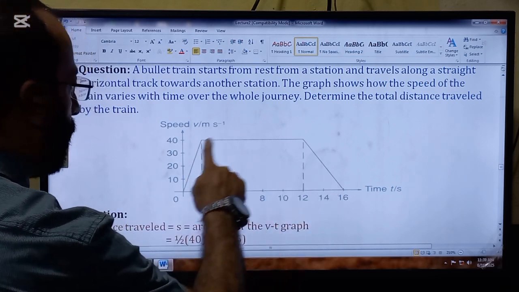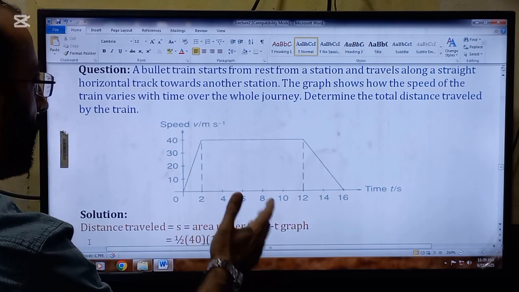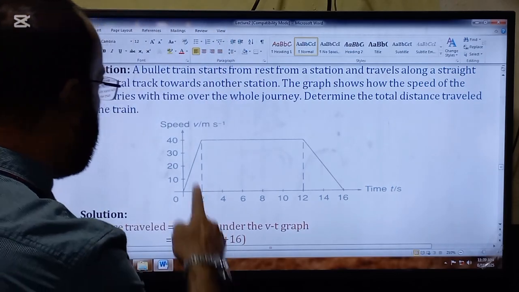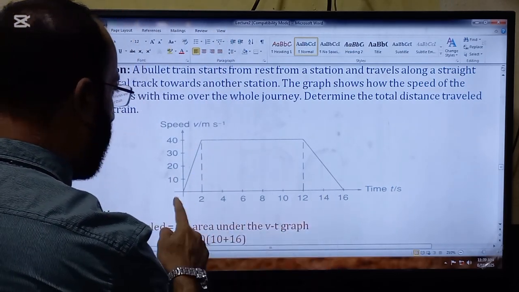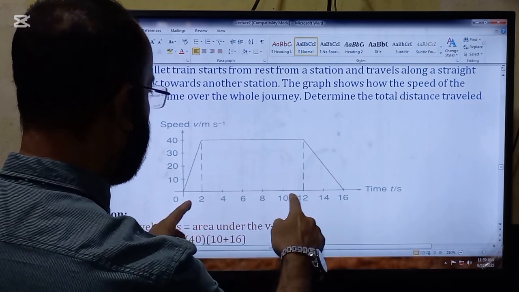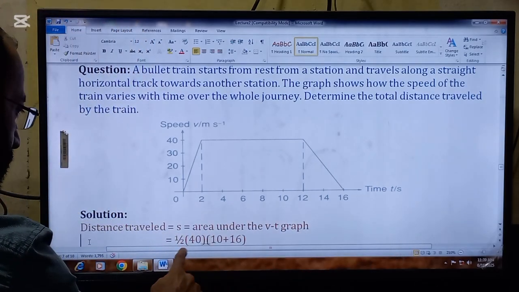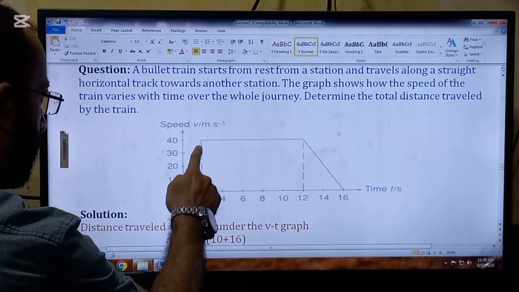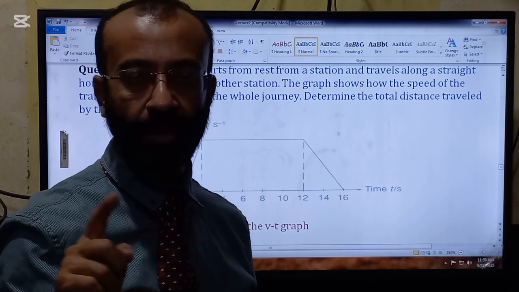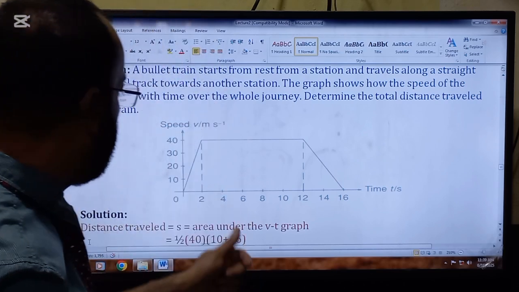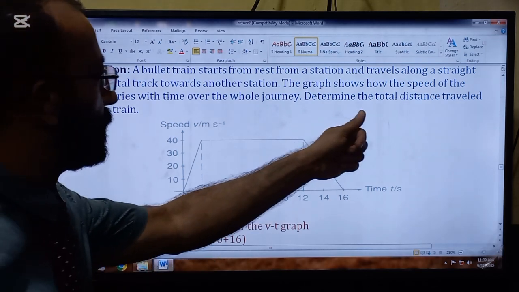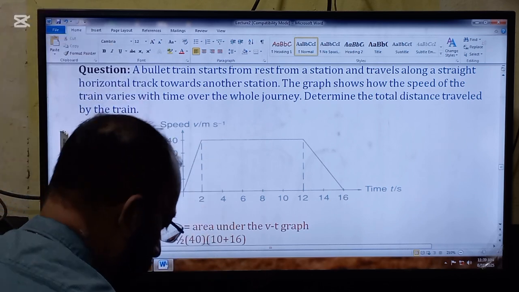This figure is a trapezium, and the area of the trapezium formula is 1 by 2 into the sum of parallel sides into the perpendicular height. This side and this side are parallel and this is the perpendicular height. So 2 to 12 is 10, and 16, so 10 and 16 are parallel sides. So 1 by 2 into 10 plus 16, and the perpendicular height is 40. Again, listen to the formula: the area of the trapezium is 1 by 2 into the sum of parallel sides into perpendicular height. After that, the values will be put in the formula, and the area under the graph will show the distance. So this will be the distance, and the answer will be in meters.